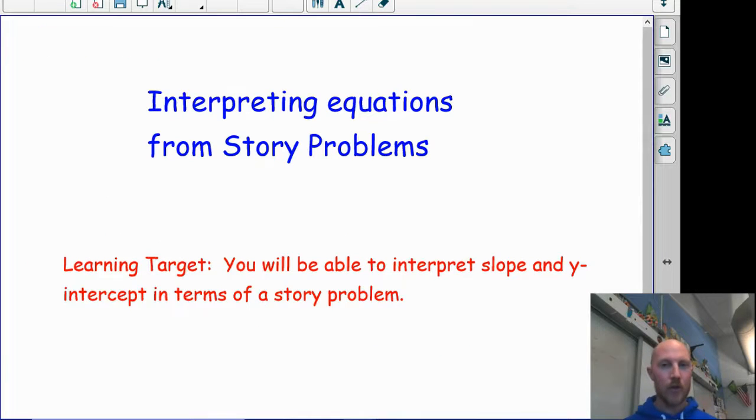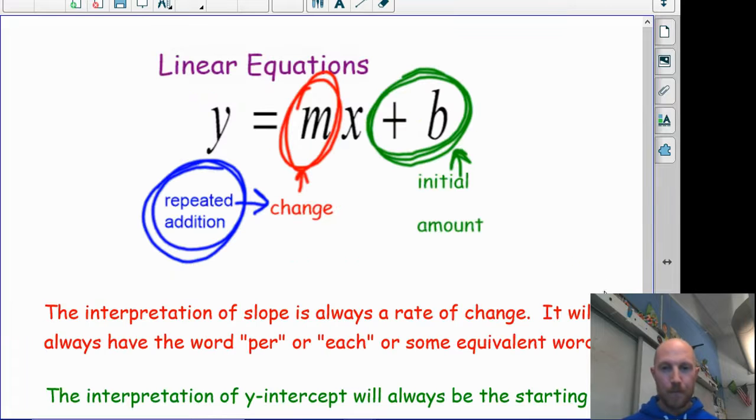Welcome back. Today we're going to look at interpreting equations from story problems. And so the learning target, a little bit more specific: you'll be able to interpret both slope and y-intercept in terms of a story problem. So here are our notes.